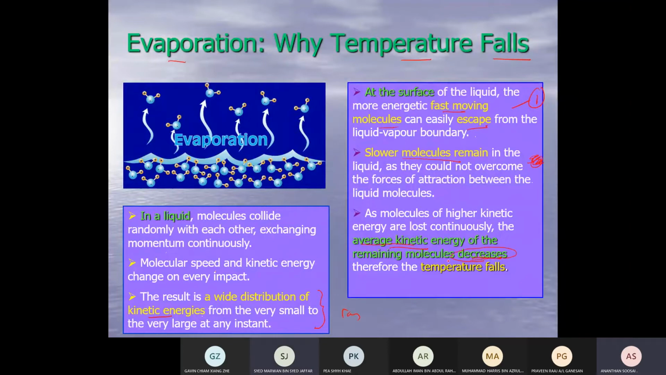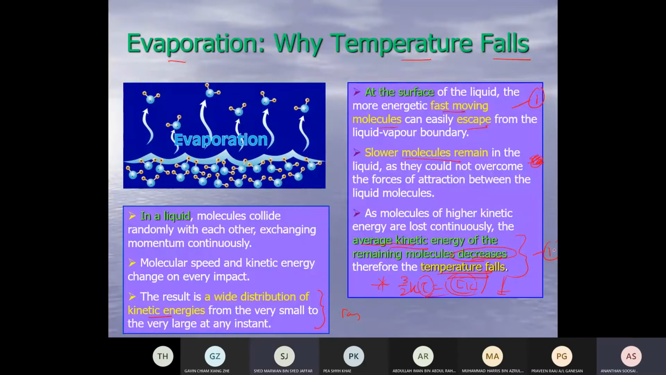Then the last point you have to tell: therefore, the temperature falls. How do you know? Kinetic energy drop means temperature falls, the topic you learned earlier. 3/2 kT equals the average kinetic energy of the particle. Mean kinetic energy of the particle. Don't forget to say mean. So this is the proof that when the mean kinetic energy drops, the temperature drops.